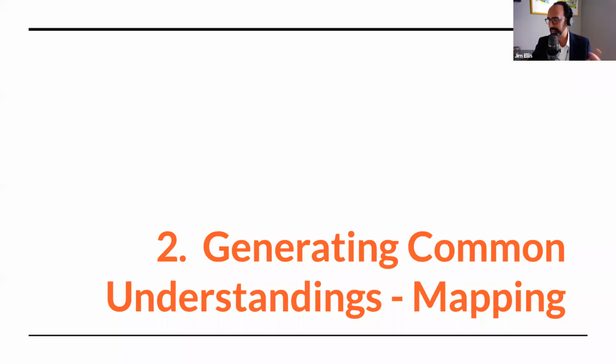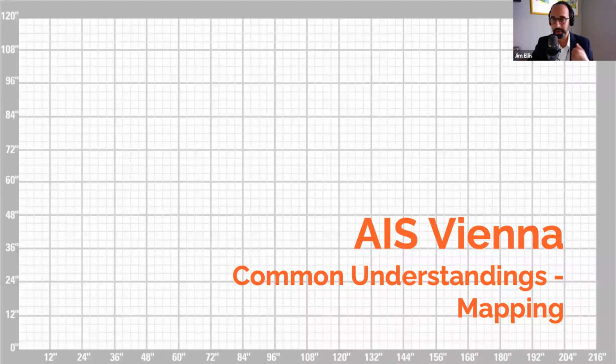My campus did the same thing, and that's where part two comes in, generating common understanding. So we have the common understanding vision from them. They knew what they wanted, but I'll show you kind of a failed example, if you will. But even failures themselves can be pretty amazing. So here we have a mapping from my school, the American International School of Vienna.